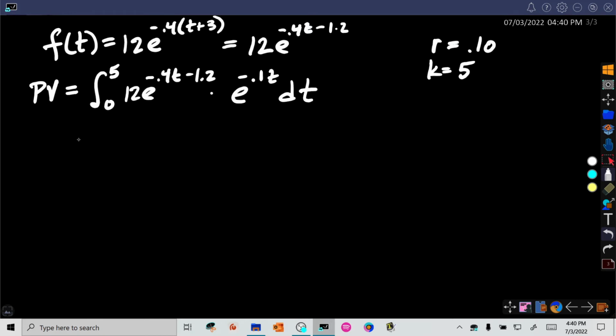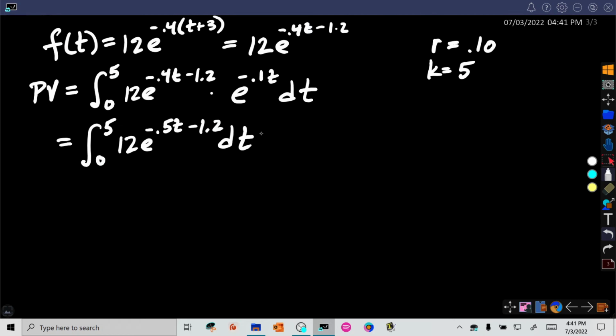So this is the present value, okay? Now, the reason why I multiplied this whole thing out earlier was because now I can just combine and add those two exponents together, since this whole thing is multiplying. Remember the properties of exponents. If you've got the same base, you can take the exponents and just add them together. So this is the same as the integral from 0 to 5, 12e to the minus 0.5t minus 1.2 dt, okay?